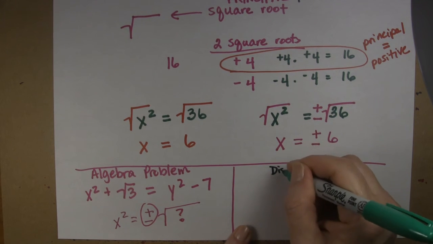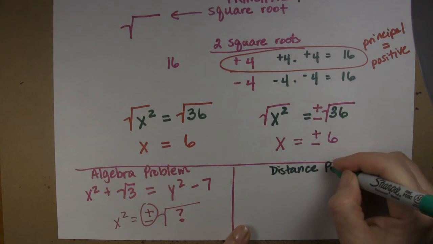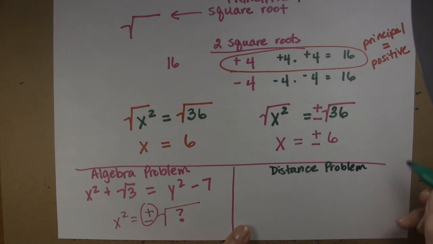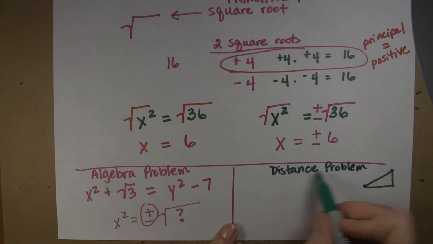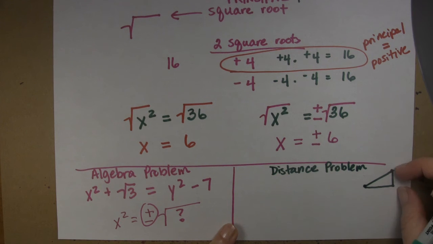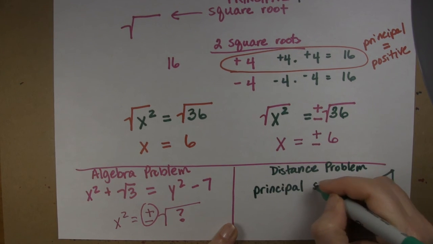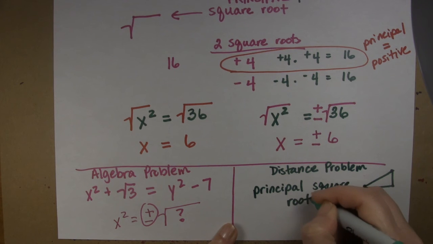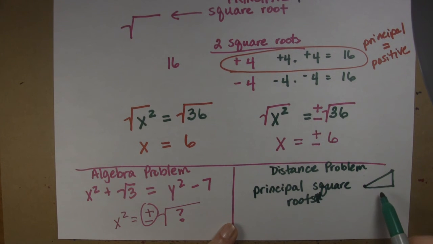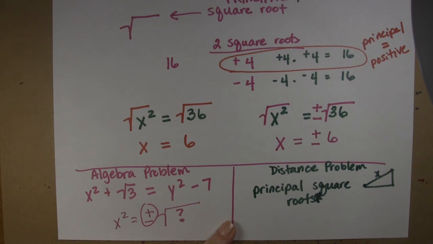If, however, you have any kind of problem that is requiring you to calculate the distance of something, like going from this town to this town, or if you are measuring the sides of a triangle, so you have an actual distance, if you have any kind of measurement that you're doing, then you just use the principal square roots. Why? Well, the reason why is because you can't have a negative distance. This line, which is x, must be a positive number. There's no such thing as a line that is negative 3 inches.